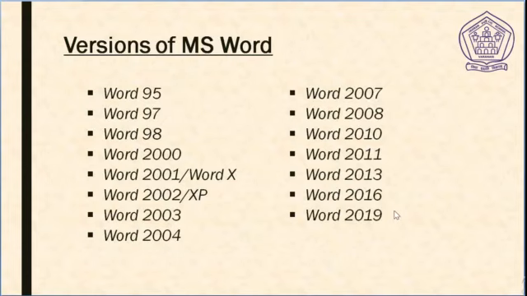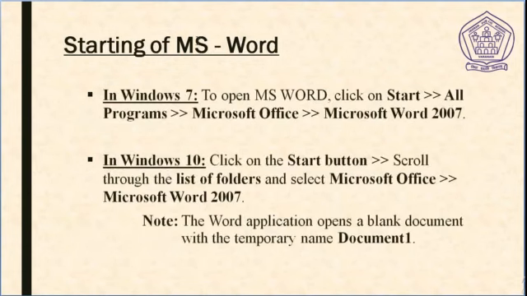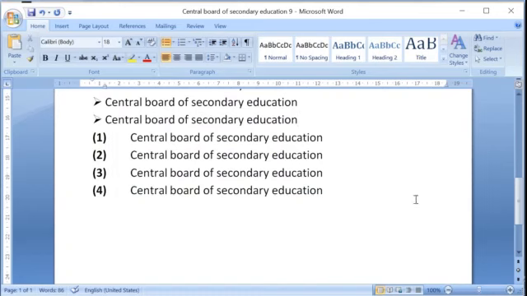Now let's move to the next topic. How to start MS Word 2007. If you want to open Word 2007, then you have to go to the start button. But before going to the start button, you have to know which operating system is on your computer. If you are using Windows 7, then you have to click the start button and go to all programs. Then select Microsoft Office and then Microsoft Word 2007. Then your screen will be opened like this.